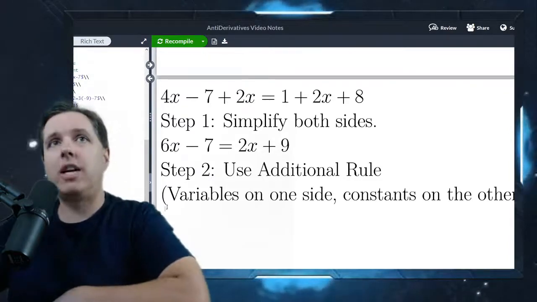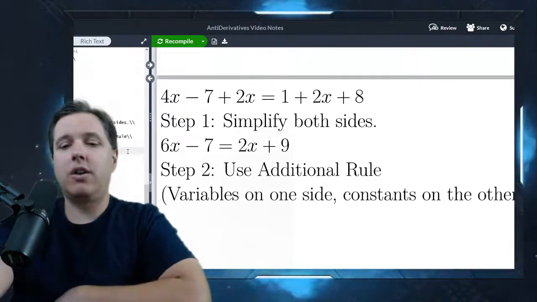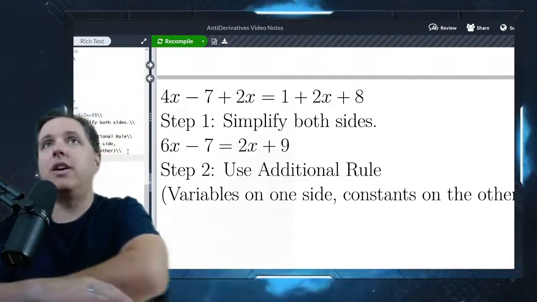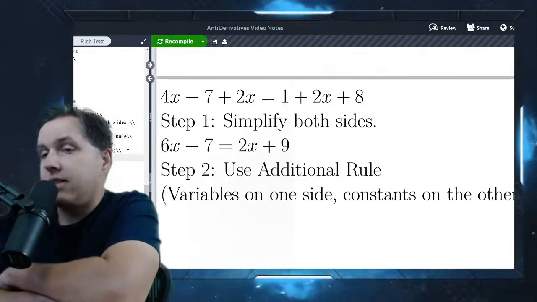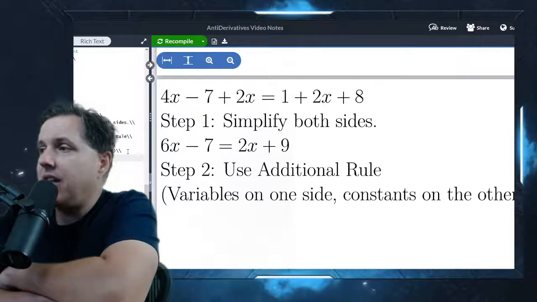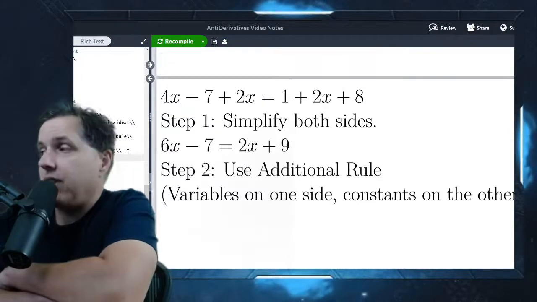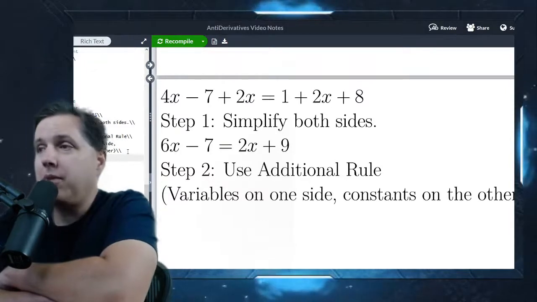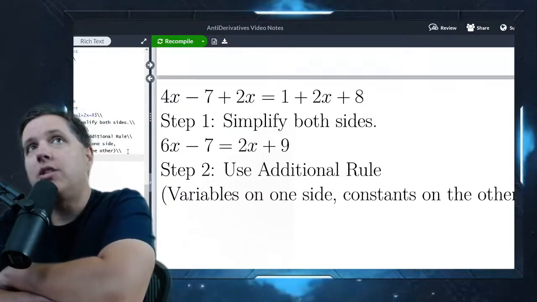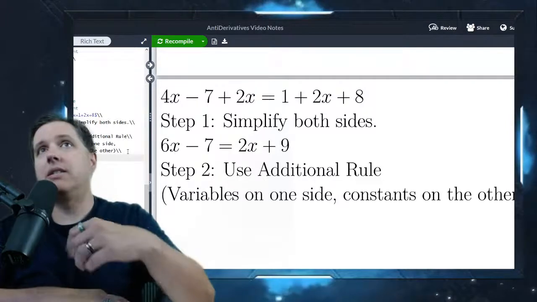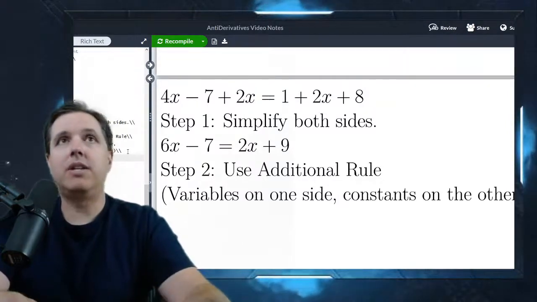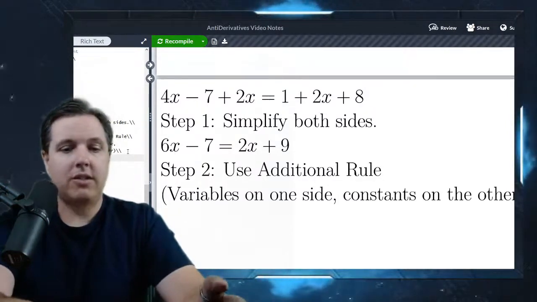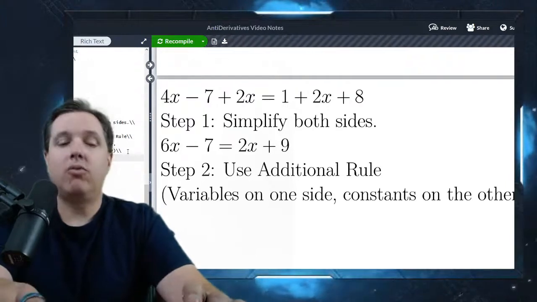So I just start looking at it. Well, what do I need to do in order to get variables on one side and constants on the other? Well, let's subtract the x's. I'm going to get the x's on the left. Don't have to do it that way. If you want to get x's on the right, be my guest. But in this case, I'm going to put the x's on the left. So I'm going to subtract 2x from both sides. And that's going to give me 4x minus 7 equals 9.